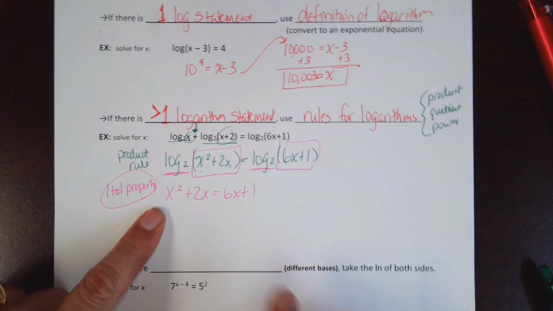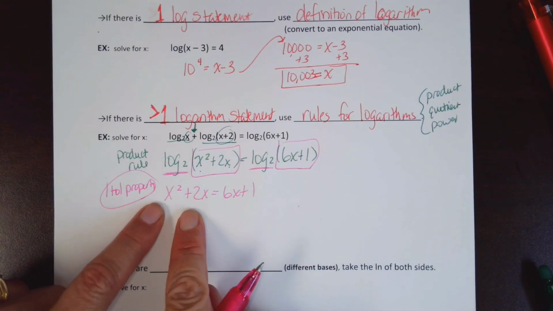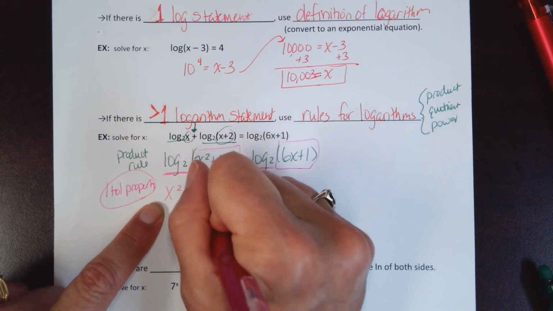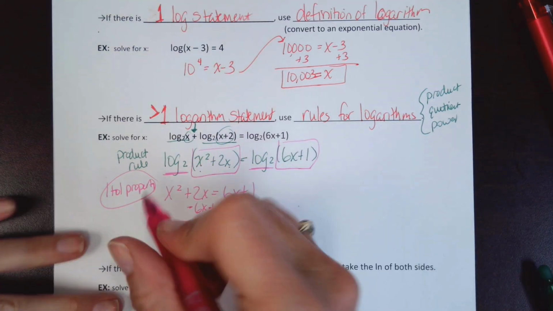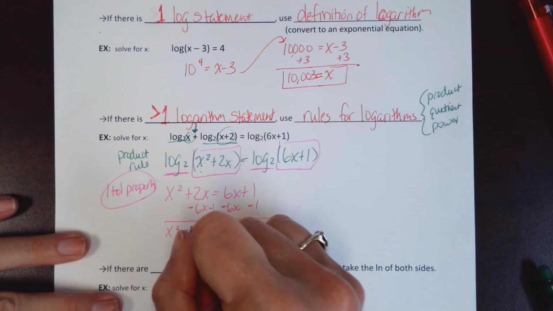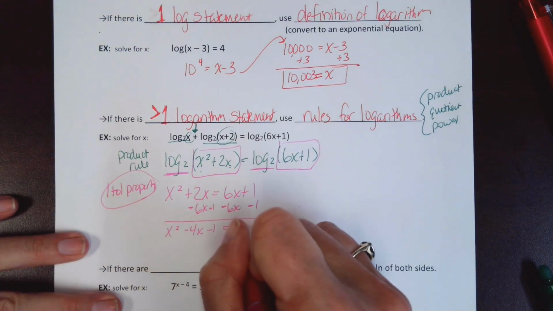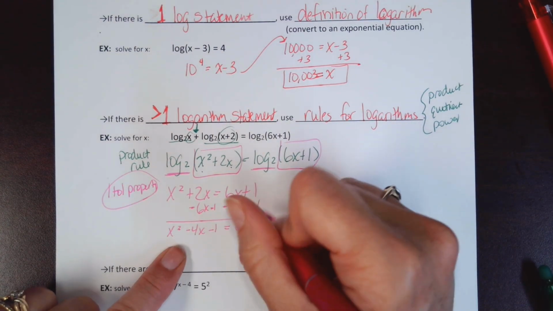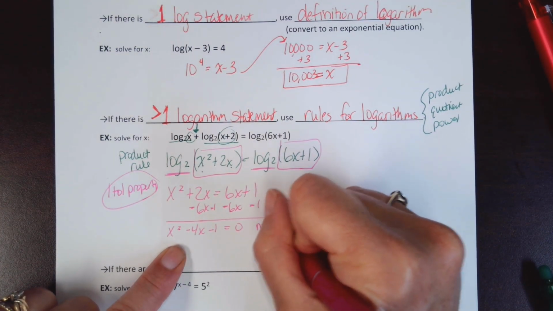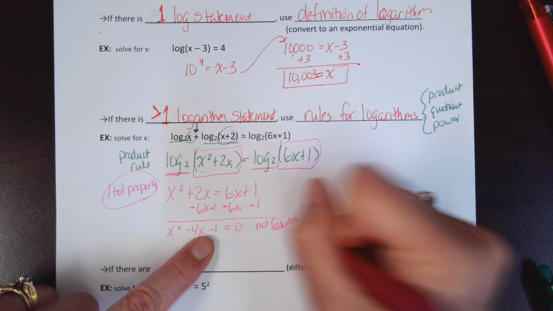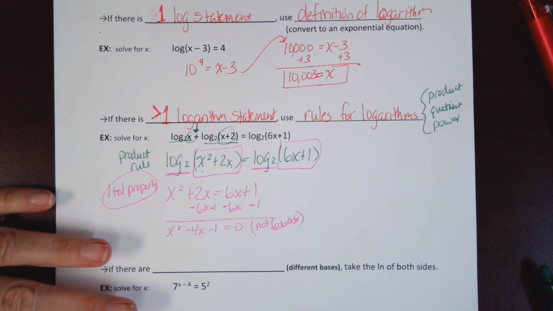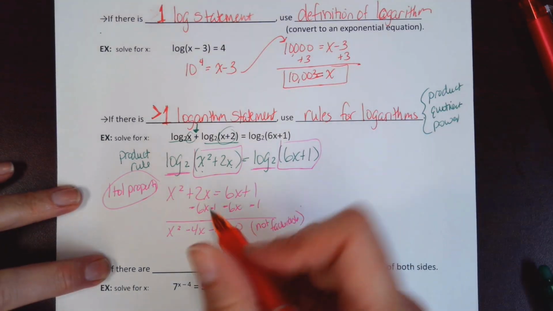Now, quadratic, so I want to move everything over so that the square term stays positive. So I've got x squared minus 4x minus 1 equals 0. That's not factorable. I can look at it and see, because the factors of 1 are just 1 and 1. When it's not factorable, what do I do? Well, I use the quadratic formula.